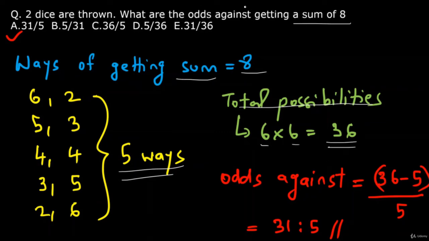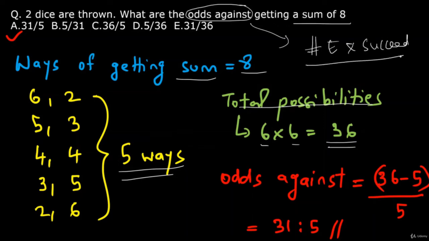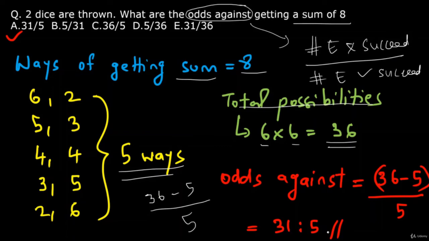Now in this question, we need to find odds against, right? What is odds against? It's the number of events in which you don't succeed divided by the number of events in which you succeed, or the criteria is met. In this case, you have 5 ways in which the criteria is met, so that's your denominator, and in your numerator you need to find the cases in which the criteria is not met, right? That is total minus the favorable situations. So that's 36 minus 5 divided by 5, or 31 is to 5, and that is answer option A.